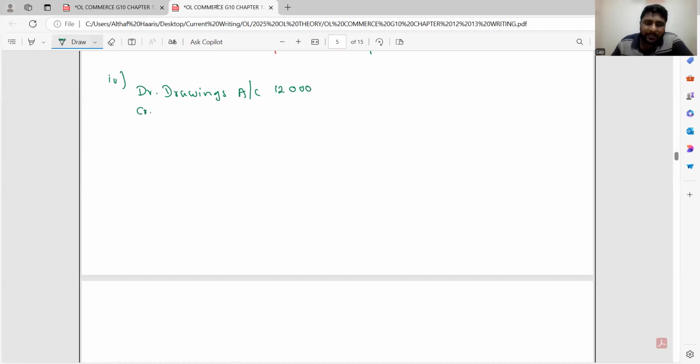And since he is taking the stock, in the double entry system, stock is there inside which account? Inside the purchase account. So the purchase account is decreasing. Purchase account increases with debit, decreases with credit. 12,000.